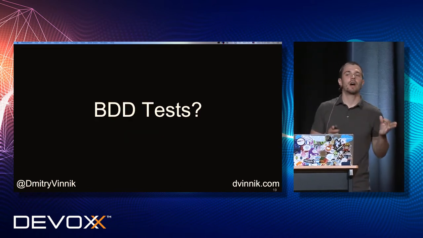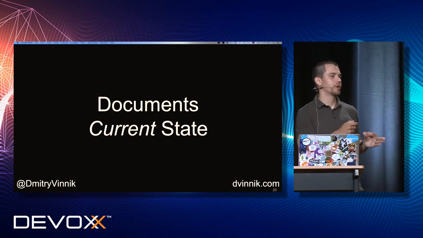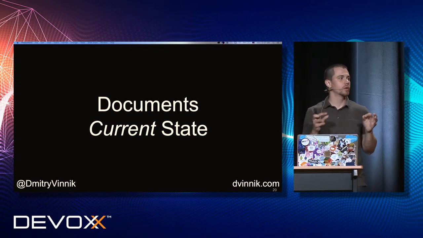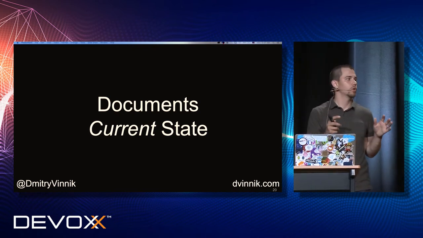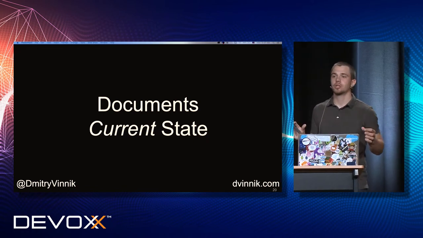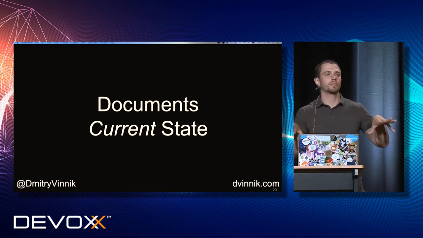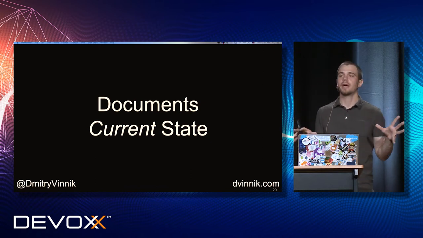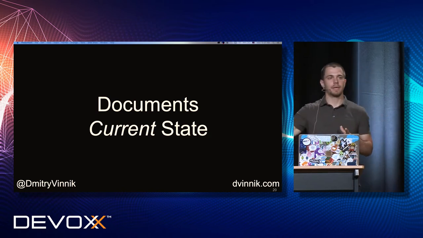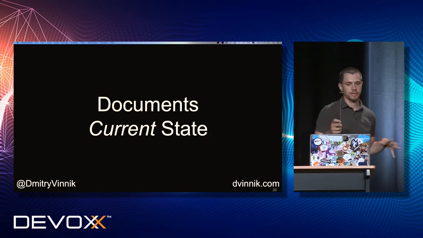BDD tests are different. They are not about the historical state, they're about the current state. It's the state that you, as a team, during your specification meetings, are discussing and trying to implement. You see how it looks, or is going to look, in production. So you have to have a very strict separation between the two. You're not writing BDD tests to have a regression suite running against your application on some continuous integration server for years to come. It's about the current state.